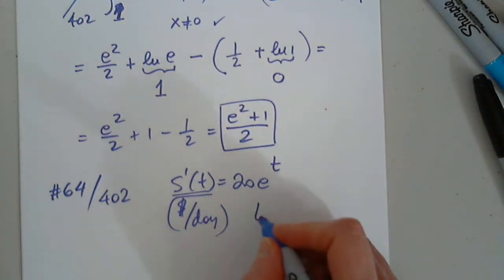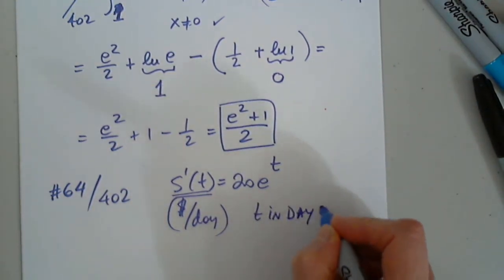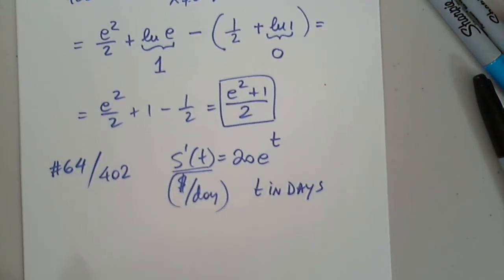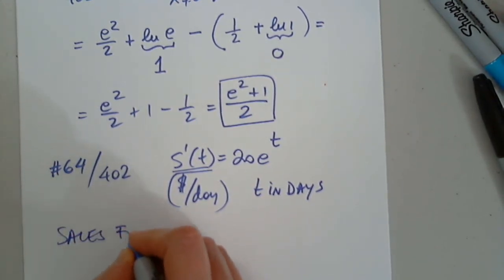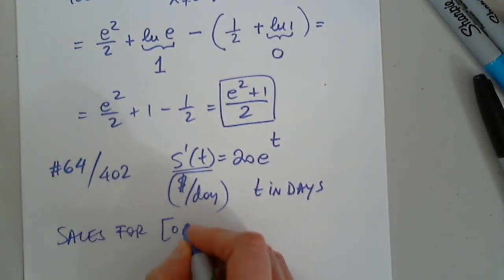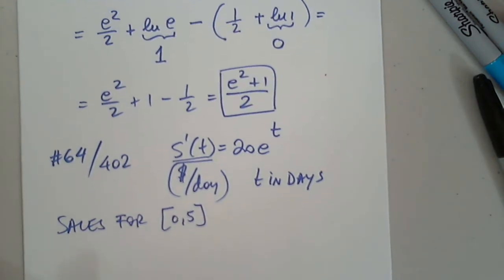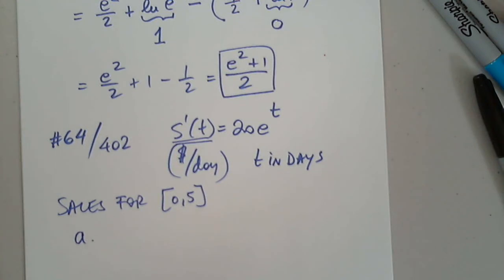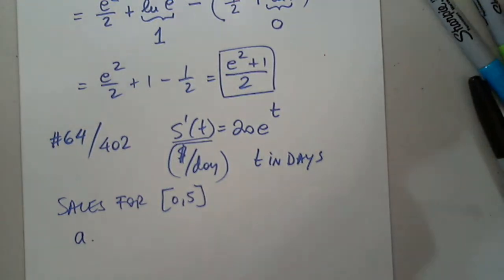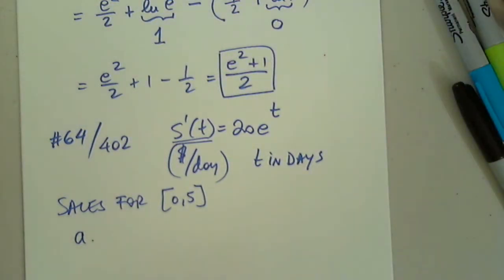On day t, so t is in days. Perfect. Find the accumulated sales for the first 5 days. So sales for 0 to 5 days. Can anyone tell us how to write this, or what does it mean, and how do I calculate this? Anyone? It's okay if you're wrong. Don't worry about it.